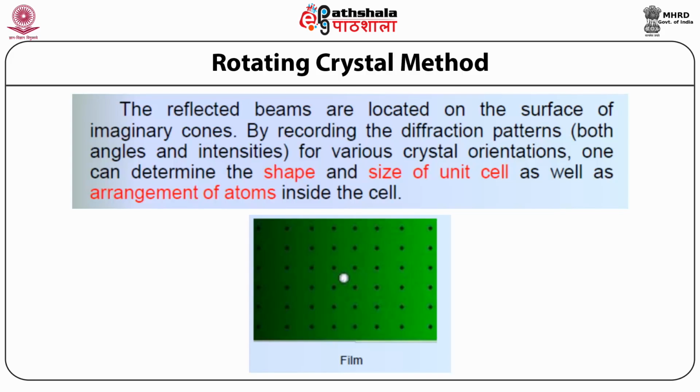The diffraction pattern for a film is shown here. You can see the white spot, which is the direction of the beam, and these black spots are the diffraction spots for a particular orientation. When you orient the crystal in a different way, you will get this diffraction pattern in a different way.